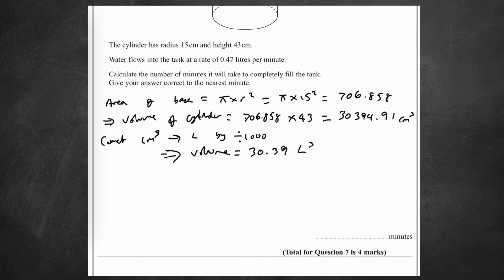The total number of minutes it will take to completely fill the tank is then simply going to be 30.39 divided by 0.47. Do that on my calculator, and we get 64.67 minutes. And the question asks, correct to the nearest minute, so 65 minutes is our answer.